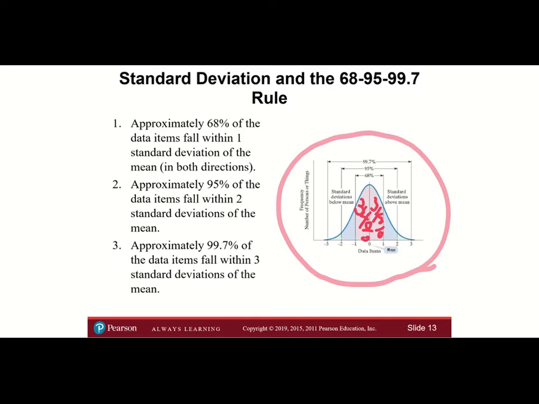Approximately 95% of the data items fall within 2 standard deviations of the mean. And then 99.7% of all data items fall within 3 standard deviations of that mean. So if I were to look at my data from 3 standard deviations all the way over to the other side, 99.7% of my data could be found there.